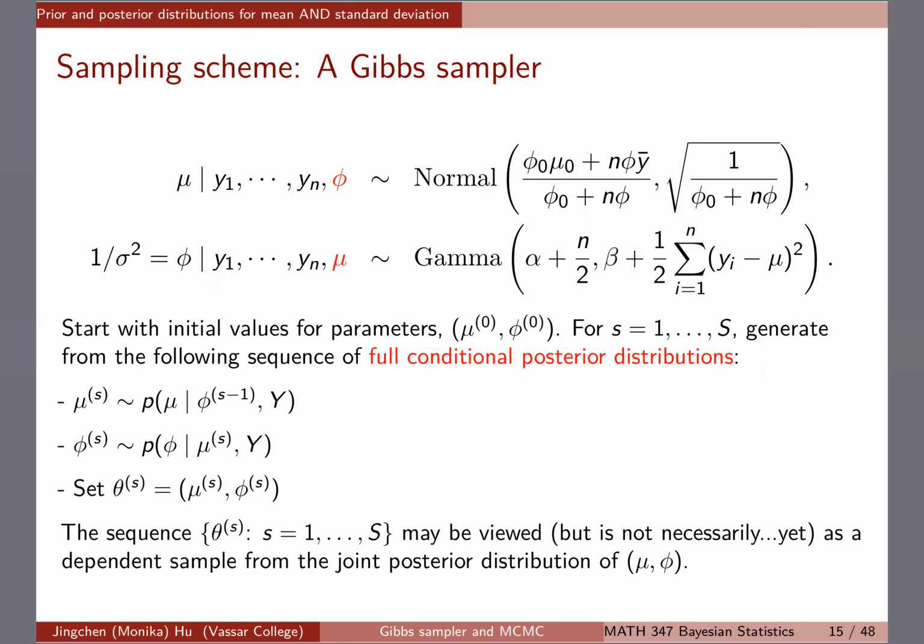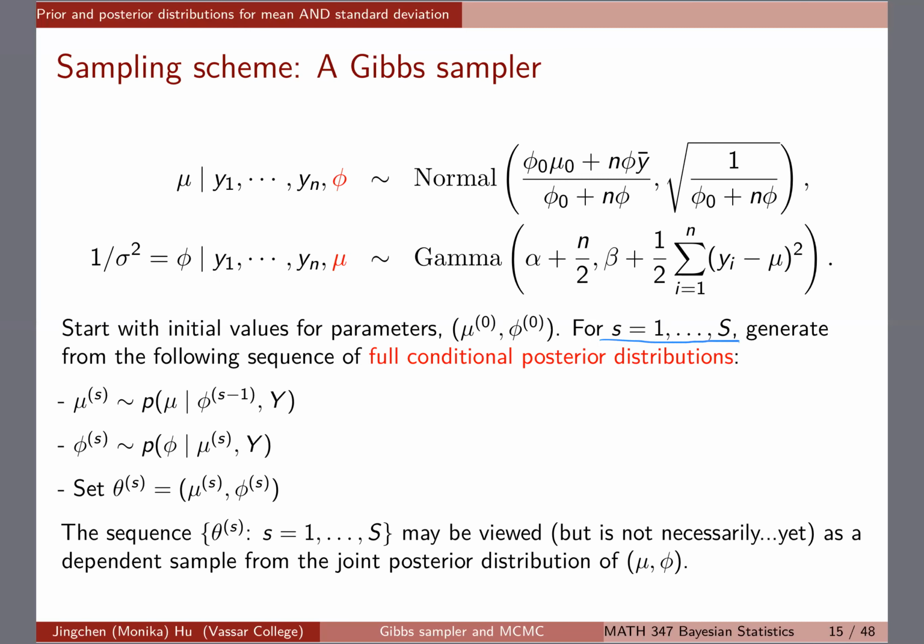So how are you going to do it? You start with initial values for the parameters. You see the notation that we use: I try to use the superscript in parentheses to indicate the iteration. So initial values would be at iteration 0. You give some initial values for mu and phi in this case. And then you're going to generate a large number of simulations. We use capital S again to indicate how many iterations we do. So for each small s from 1 through S, we're going to generate the following sequence from the full conditional posterior distributions.